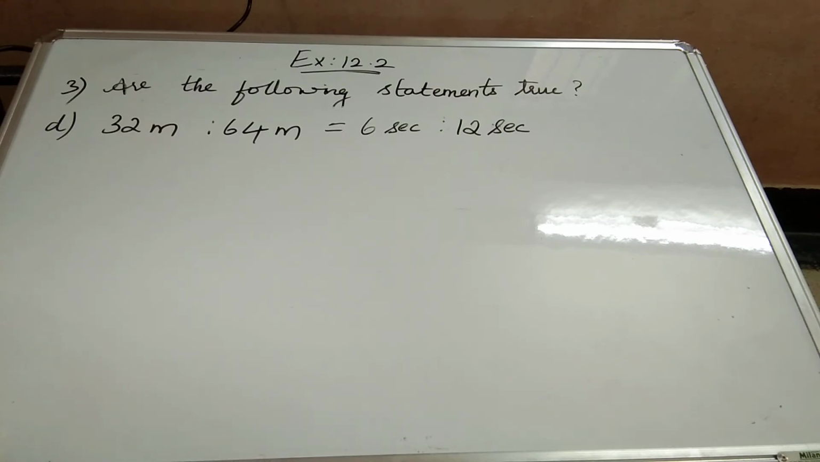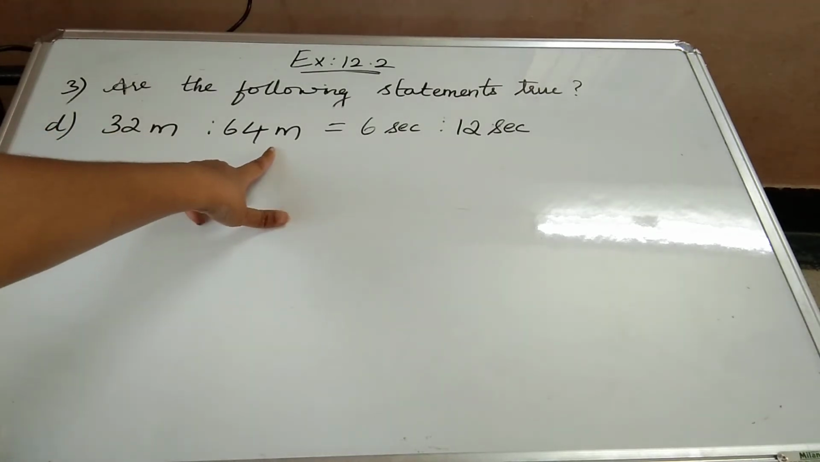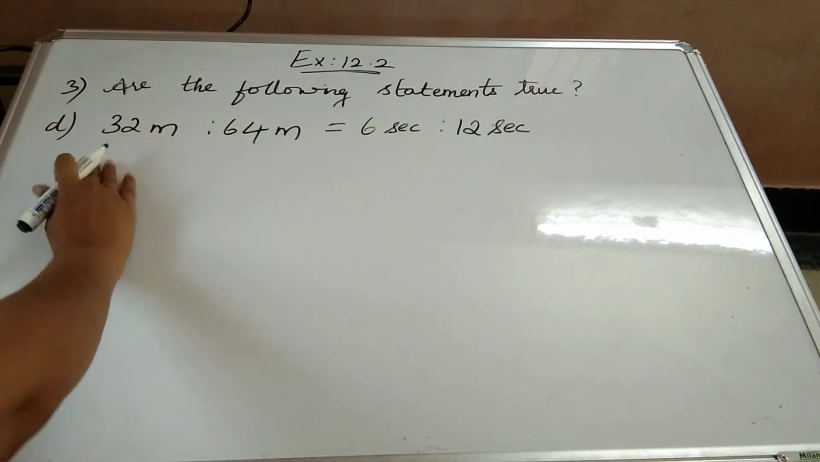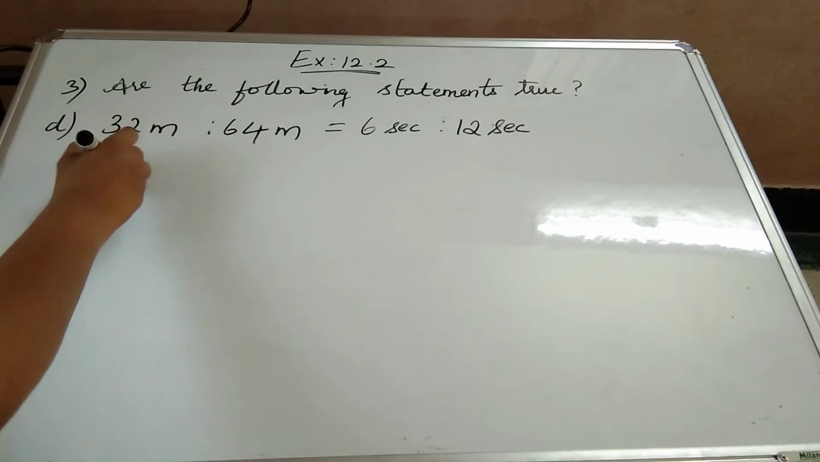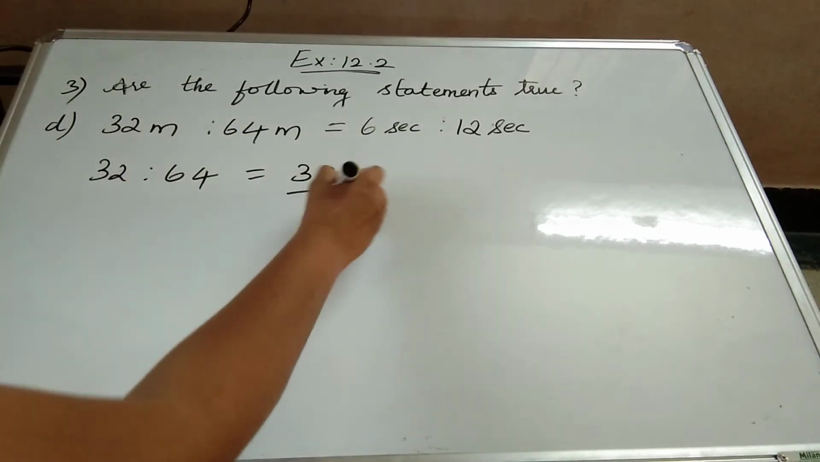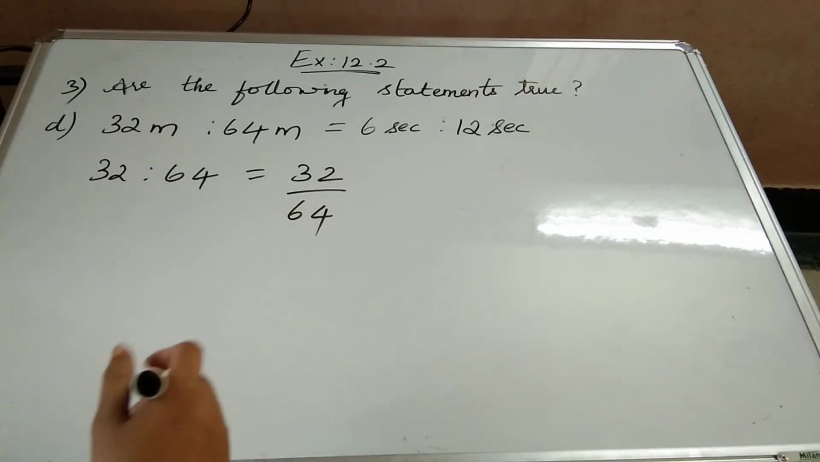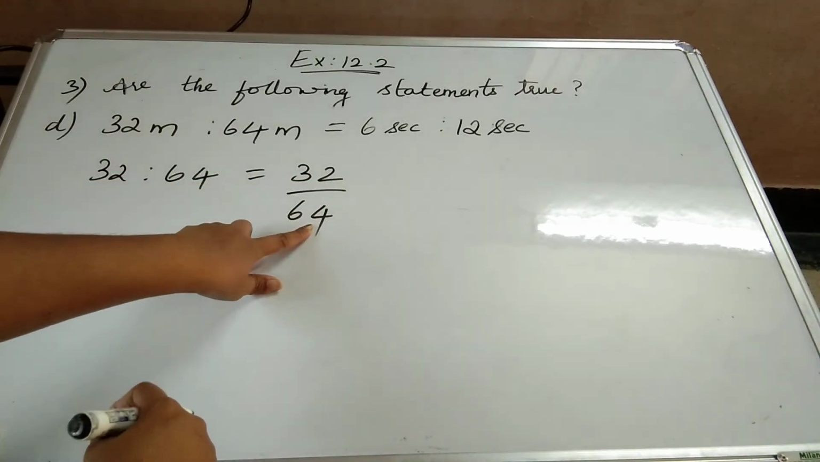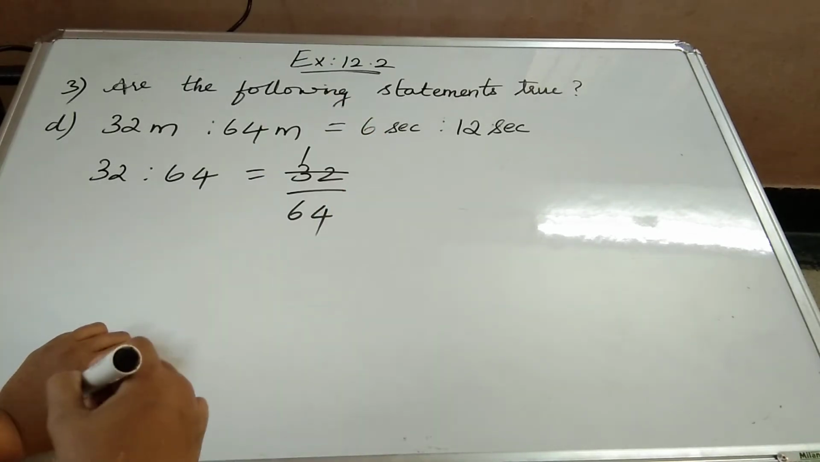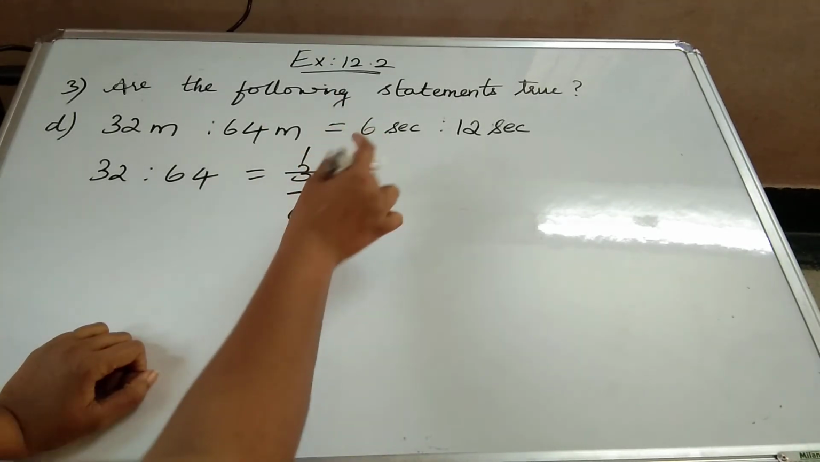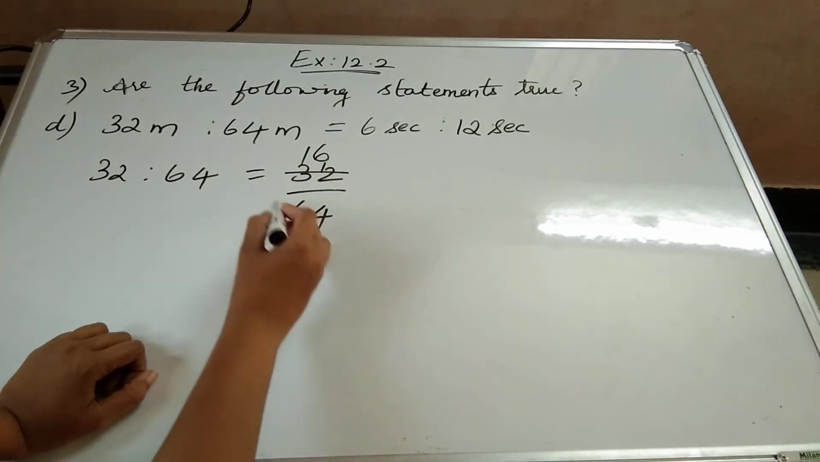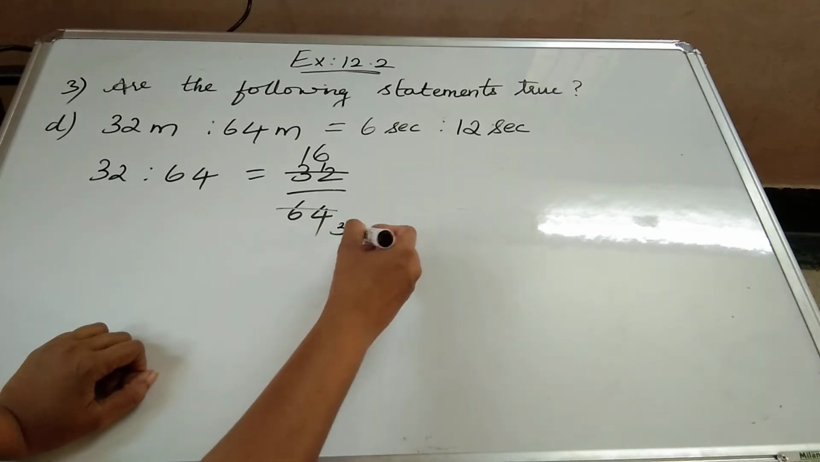D sum. So here both are in meter, right hand side both are in seconds. So we can find the ratio. So 32 is to 64. 32 divided by 64. So ones place even numbers, so they are divisible by 2 table. 2 ones are 2, 1 is remaining. Now you have 12. 2 6s are 12. Clear? 64. So 2 3s are 6, 2 2s are 4.